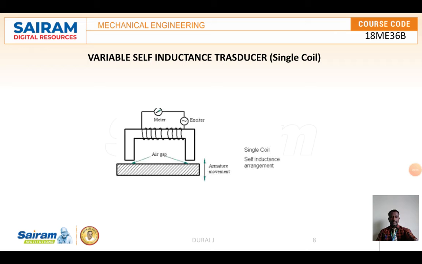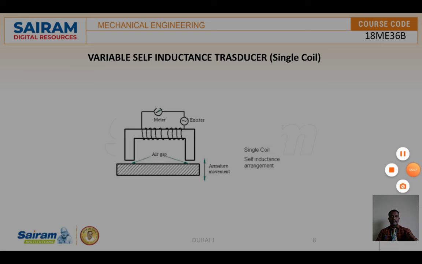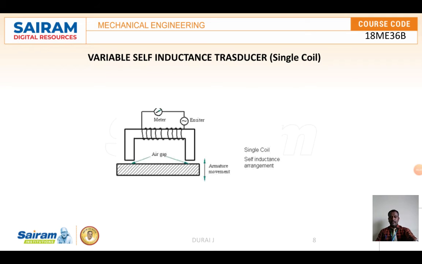Coming to the variable single coil element, here the mechanical input changes the reluctance of the flux path generated by the coil. This change in inductance can be measured by a suitable circuit indicating the value of the input. The flux path may be changed by the air gap. However, a change in the amount or type of core material may also be used.